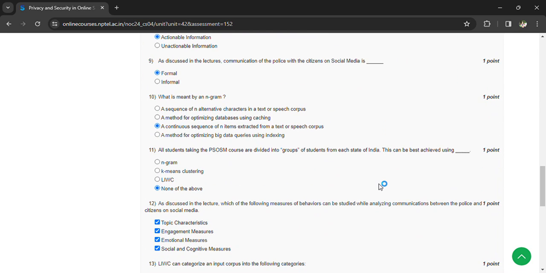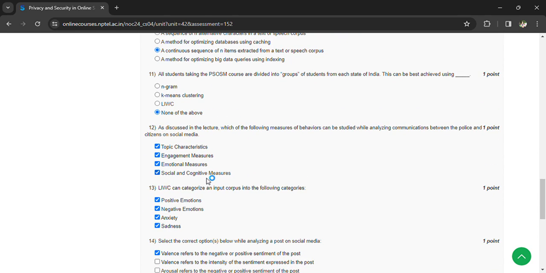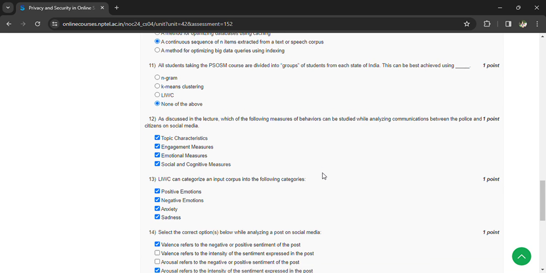All students taking the PSOSM, privacy and security in social media course, are divided into groups of students from each state of India. This can be best achieved using... all the options are not correct answers. As discussed in the lecture, which of the following measures of behavior can be studied while analyzing communication between police and citizens on social media? Topic characteristics, engagement measures, emotional measures, social and cognitive measures. LIWC can be categorized on input corpus into the following categories: positive emotions, negative emotions, anxiety, sadness. All the options are right answers.